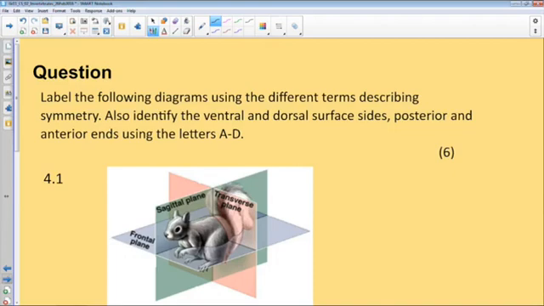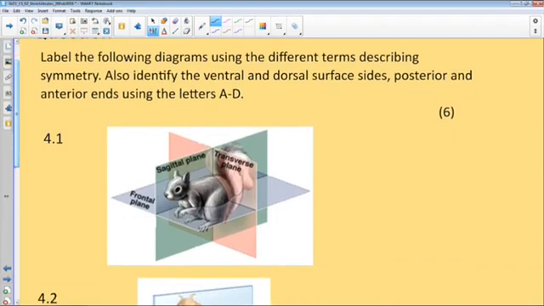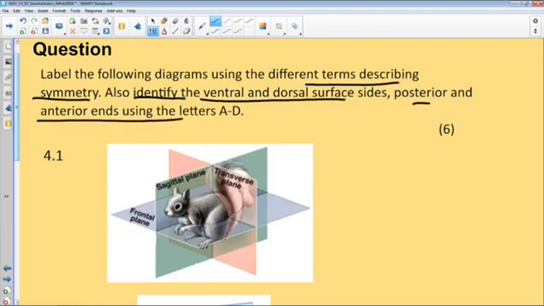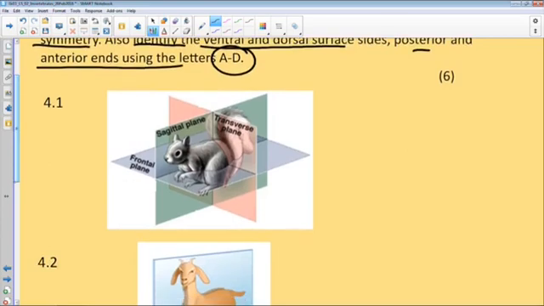So this is quite an interesting question. Basically, I've put in a little image here to help you understand different sections that are present. So let's look at the question. Label the following diagram using different terms describing symmetry. Also identify the ventral and dorsal surface sides, the posterior and the anterior ends using the letters A to D. So guys, what I did was I put in this image here just to basically help you. Here we're looking at a squirrel, and it's a three-dimensional diagram that shows you possibly different angles to this.